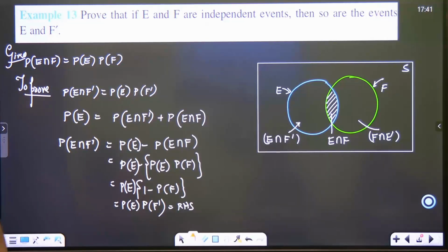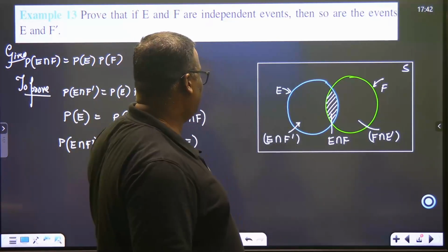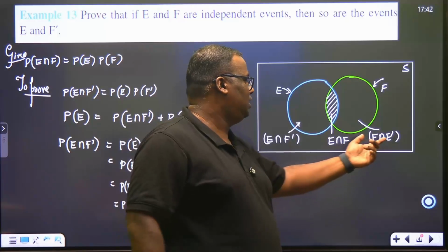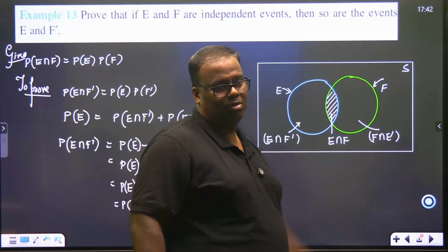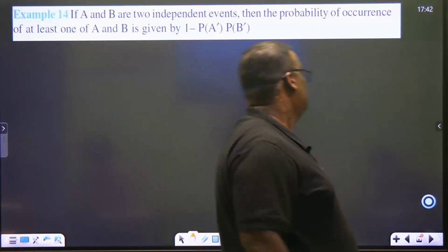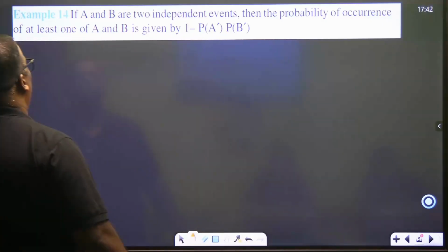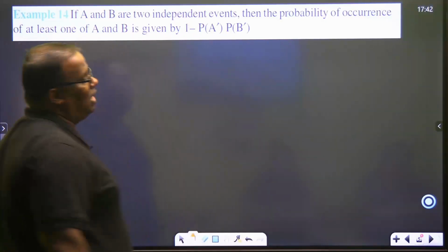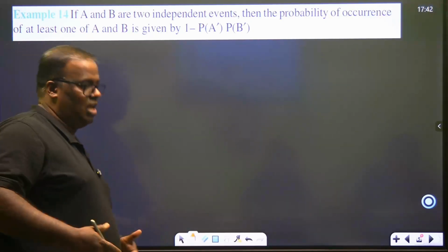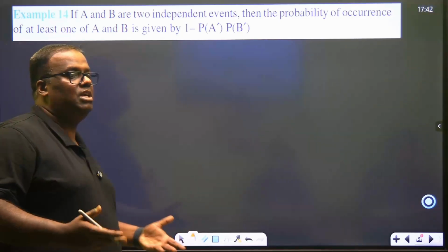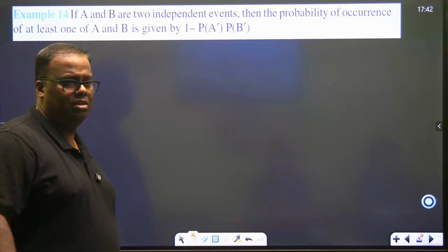Shall we do the next one? Similarly, they can give, and the book also will say, prove that the probability of this is equal to the probability of this and the probability of this. Same structure you can prove. A and B are independent events, then the probability of occurrence of at least one of A and B is actually P of A union B.